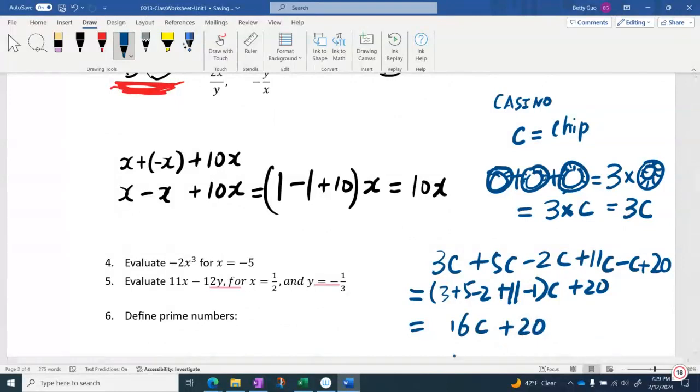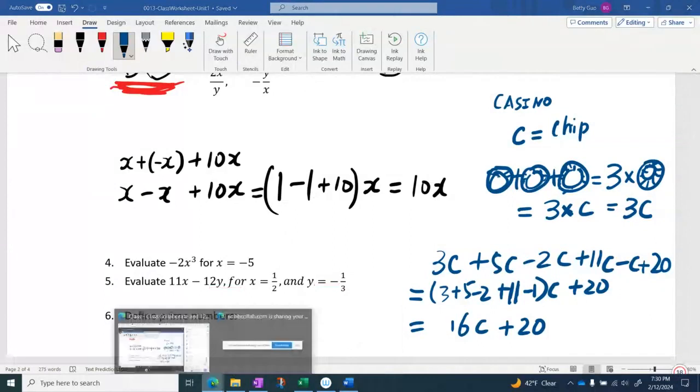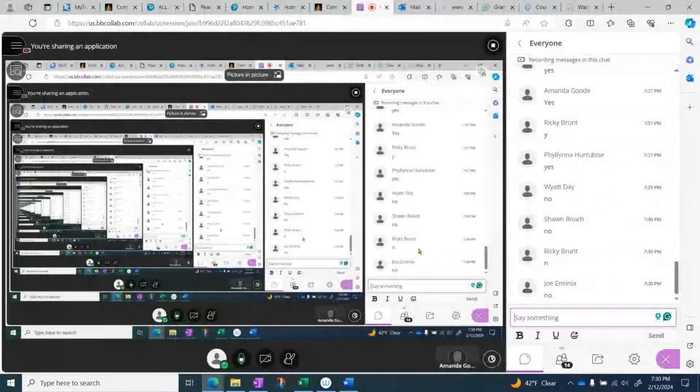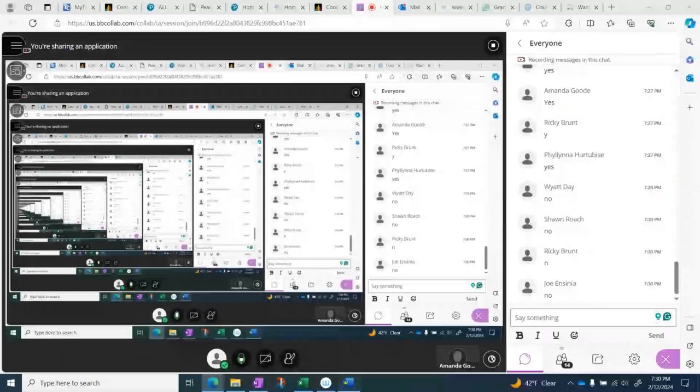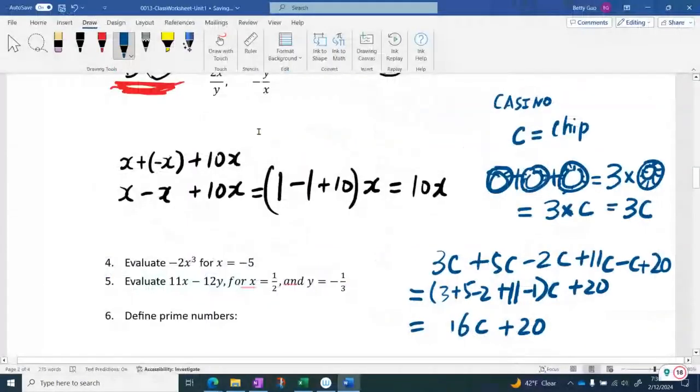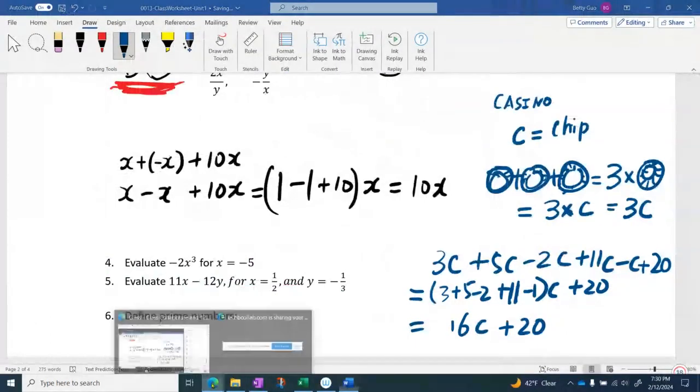Okay. Can we combine 16C with 20 though? Could we combine 16C with 20? By the way, we can only combine like terms. We cannot combine terms if they are not like terms. No, you're right. Very good. Perfect. We can't, because 16C and 20 are not like terms. So we are not able to combine them.